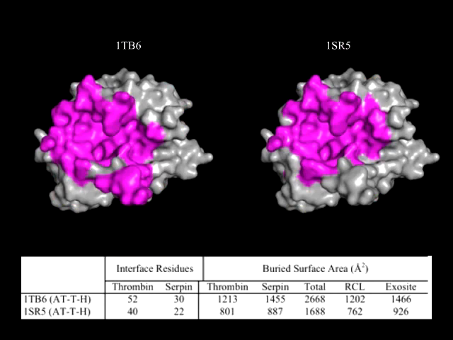So this is now the structure of thrombin, just colored according to interaction with antithrombin. This is the 1TB6 and this is the 1SR5 structure. And you can see the major difference here is the engagement of this gamma loop right here, or the autolysis loop, which we have in our structure, and they didn't in theirs. And there's a large difference in the amount of buried surface area.